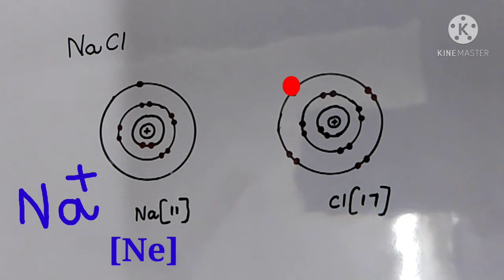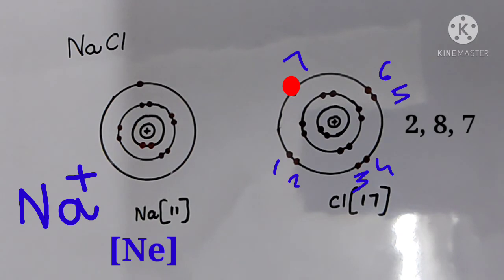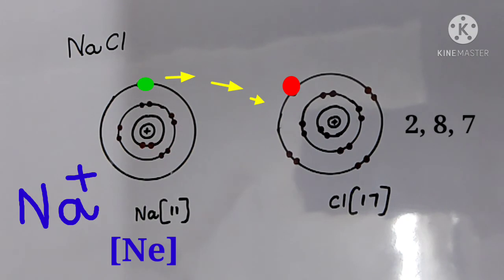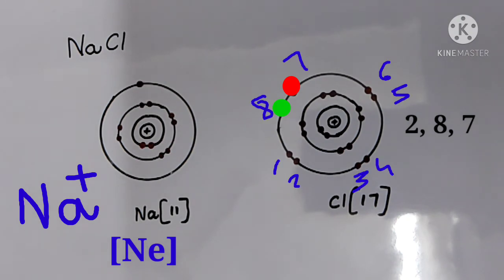Whereas chlorine has atomic number 17 and its configuration is 2,8,7. Hence, chlorine needs one electron to get an octet. The valence shell of chlorine has 7 electrons and it needs 1 electron to get an octet. So sodium transfers 1 electron to chlorine, and hence chlorine attains a stable octet configuration and becomes a Cl- ion.